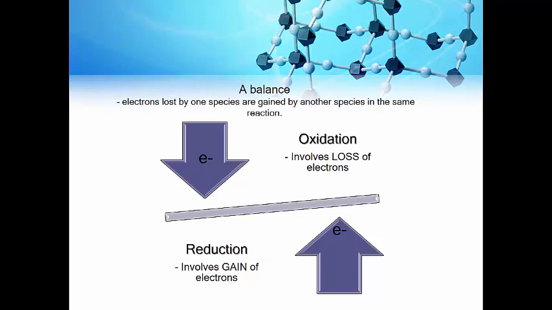Personally, I remember that by OIL RIG. Oxidation is loss, OIL, reduction is gain, RIG. So OIL RIG: oxidation is loss, reduction is gain. And when we talk about this OIL RIG, we're talking about electrons. So what's happening to our electrons?